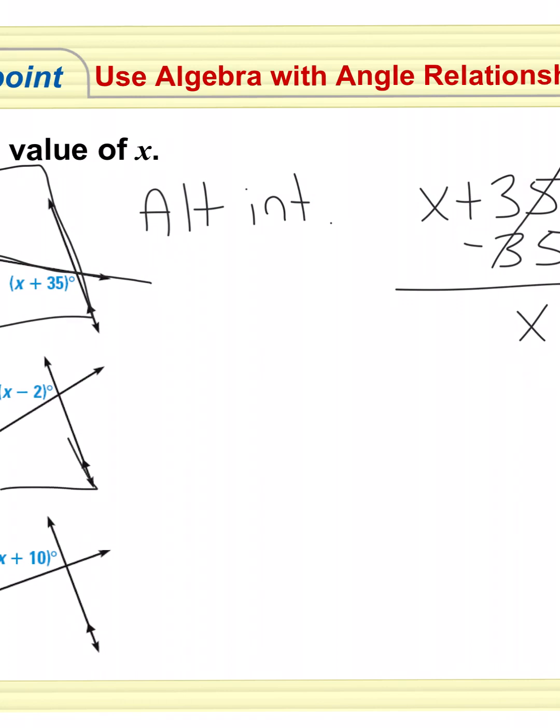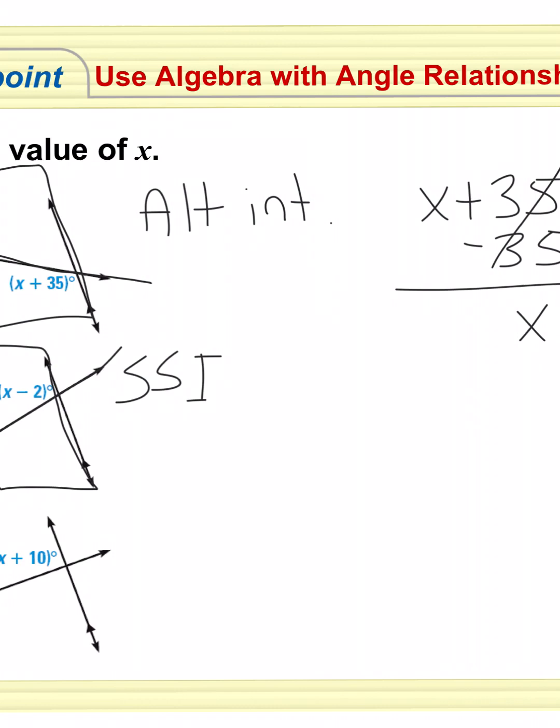Okay, 17. Draw your little box around the parallel lines, inside or outside? Inside. Now the transversal: same side. Same side interior. Okay, tricky. Are they the same angle measures? No. What do we know about them though? They equal 180.